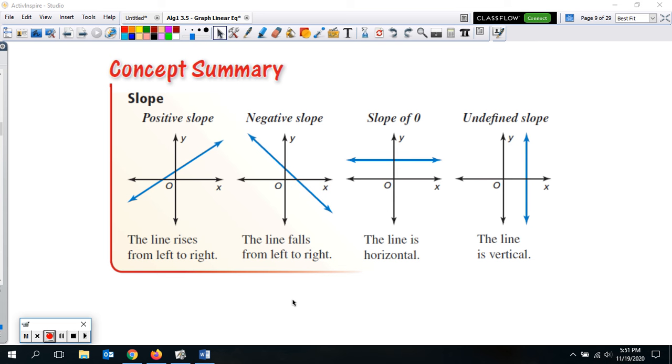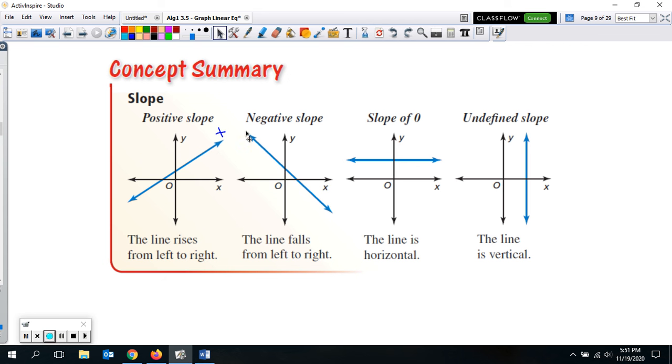Okay, another core concept or concept summary about slope is just the different types of slope that we do see. So sometimes we'll see a positive slope, negative slope, slope of zero, or an undefined slope. So a positive slope is always going to rise from left to right. And so you want to think about where the arrow is. The right side of this is really what you want to see. Where's your arrow on the right side? And so if that one is pointing up, that's a positive direction. So it's going up, it's a positive slope.